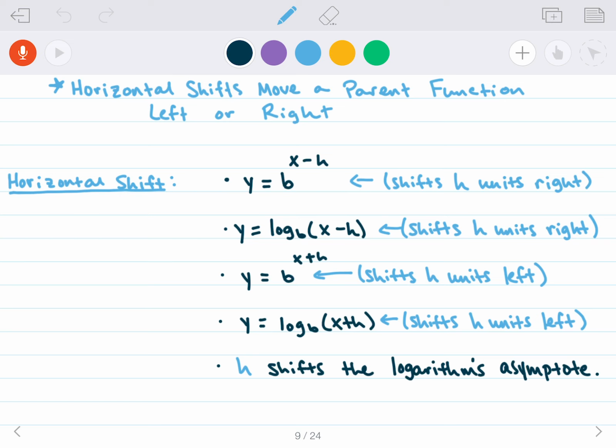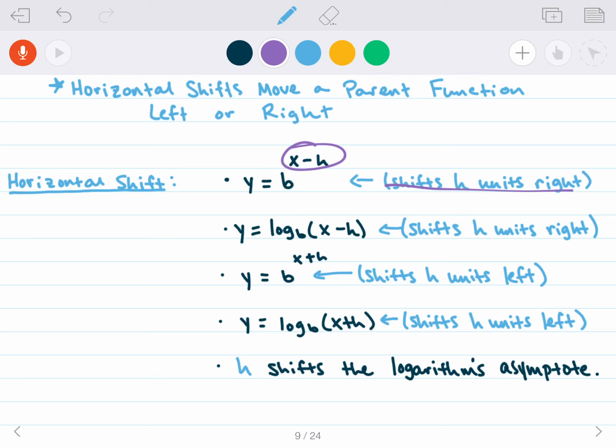Okay, let's talk about horizontal shifts. So horizontal shifts move a parent function to the left or to the right. Now, it's opposite of what you think with horizontal shifts. With vertical shift, it's pretty straightforward. You see a plus sign, we're moving it up. You see a negative sign, we're moving it down. But for horizontal shifts, it's the opposite. When you see a negative sign, we're actually moving to the right. Okay, so it's opposite of what you might think. It's going to shift the graph to the right.